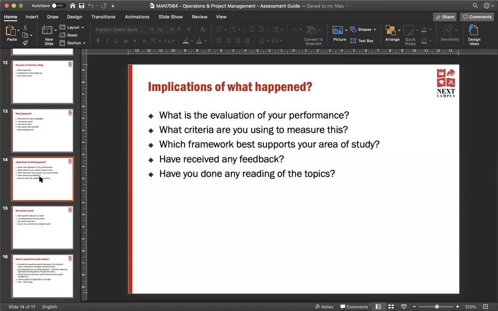Then implications of what happened. What is the evaluation of your performance? Do you think you did well? Do you think you could have done better? You should not basically say, yes, I think I did well. You need to give reasons why you are saying you did well. So you have to say, these are my objectives and I was able to achieve these. I was very happy with the way I was able to finalize this presentation, that kind of thing.